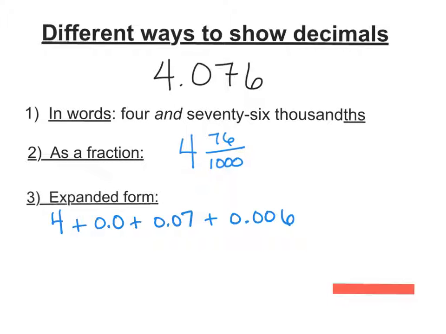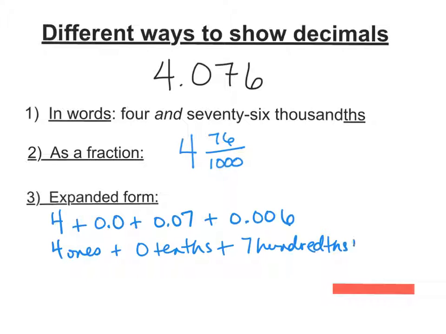Another way we can write expanded form is by using the value of each digit with words and telling its place. So for example, we would write 4 ones plus 0 tenths. And again, we could leave out the tenths because 0 tenths represents nothing. Plus 7 hundredths plus 6 thousandths. And be careful that you get the "ths" at the end because it's very different than hundreds and thousandths.